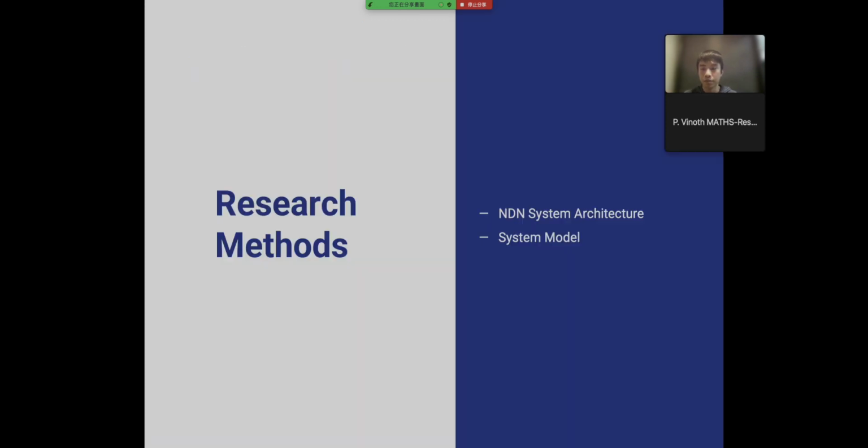Okay, so our research methodology involves constructing a system architecture that marries NDN with edge computing. This architecture facilitates local network search for data, reducing the frequency of cloud server connections and leveraging the caching in the edge node for quick data retrieval.